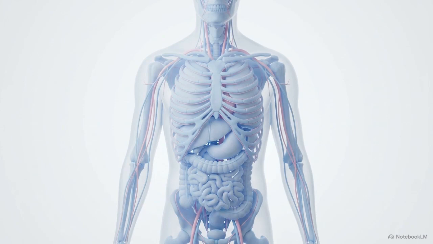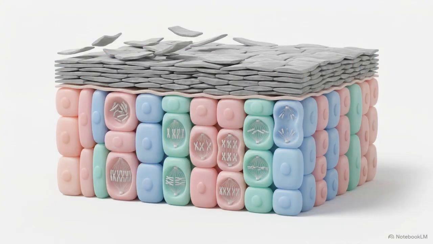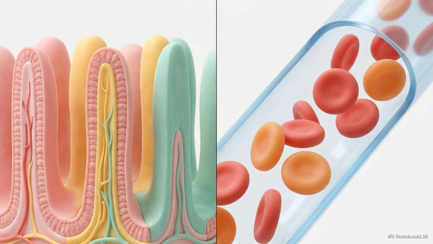Second, it allows for cell replacement and tissue repair. The body uses mitosis to replace damaged or dead cells. This includes the constant renewal of the skin, the gut lining, and blood cells, which have a naturally short lifespan.